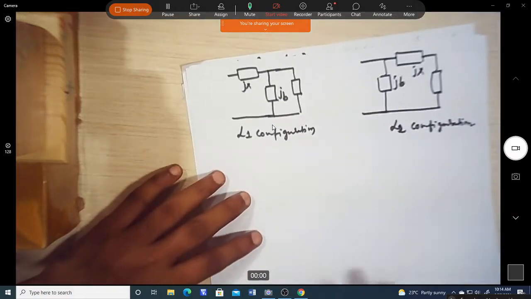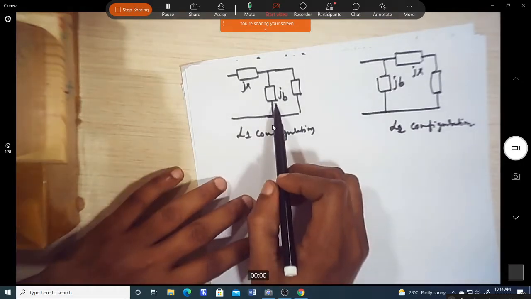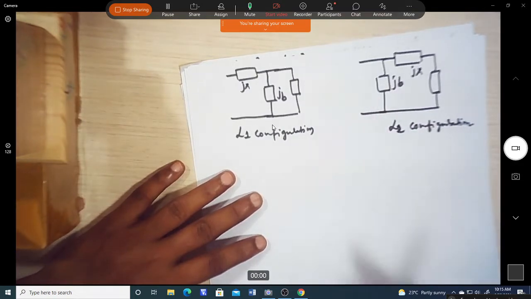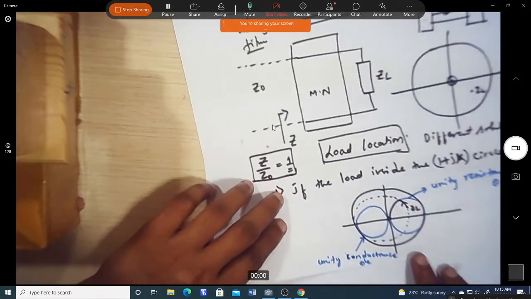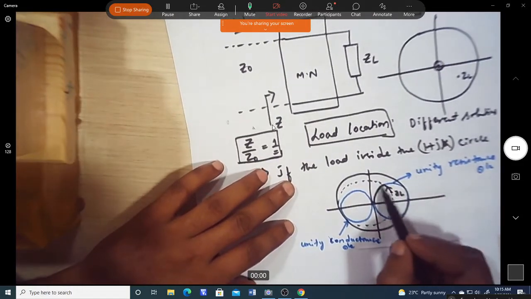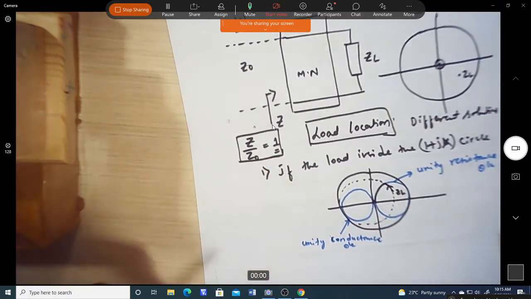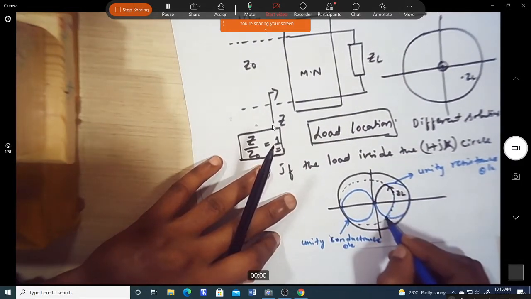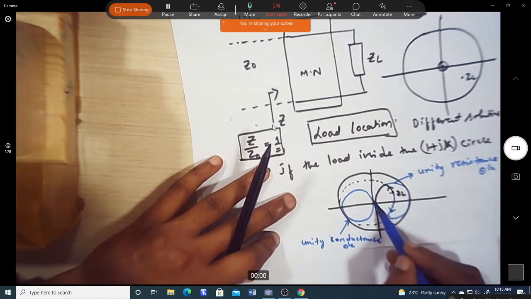So in any lumped element matching network, these are the two configurations which exist: the shunt element first, then the series element, or the series element first, then the shunt element. Based on this, for the first solution, when the load is located within the unity resistance circle, we will have this one solution. Another solution is this: from this point we move on the unity resistance circle till this point, then we move here. So this is the other solution.